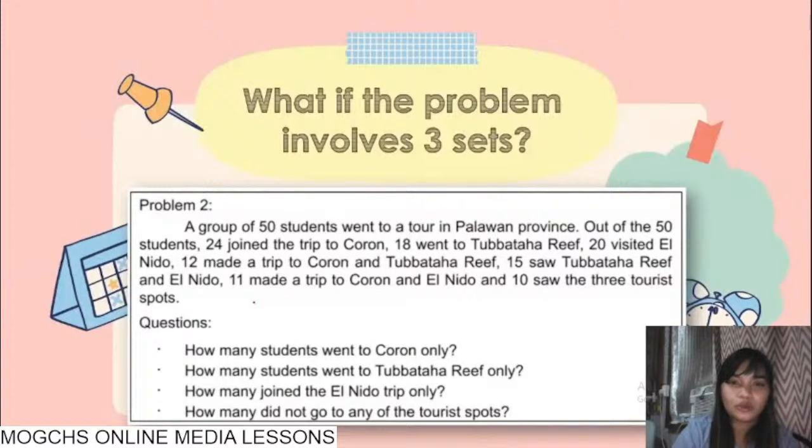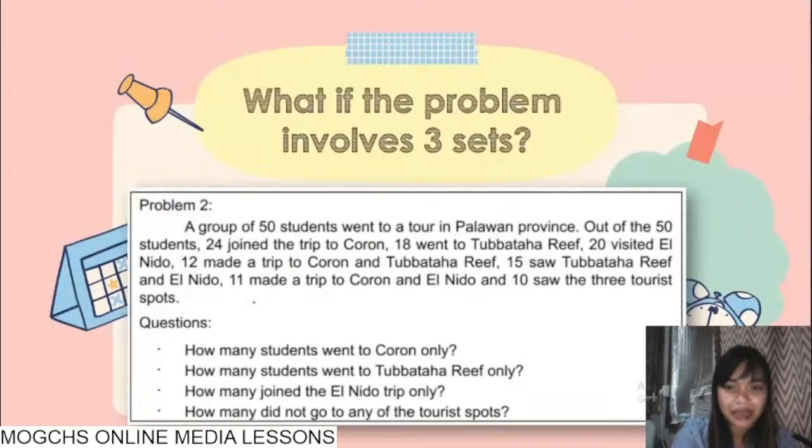Another example. What if the problem involves 3 sets? The first example had 2 sets. This time, 3 sets. Problem 2. A group of 50 students went on a tour in Palawan province. Out of 50 students, 24 joined the trip to Coron, 18 went to Tubbataha Reef, 20 visited El Nido, and 12 made a trip to Coron and Tubbataha Reef. And 15 saw Tubbataha Reef and El Nido, and 11 made a trip to Coron and El Nido, and 10 saw the 3 tourist spots.